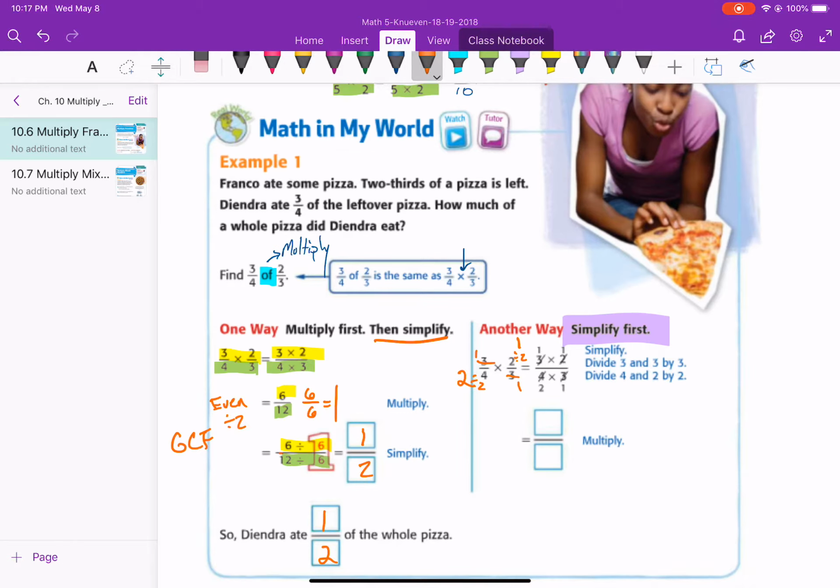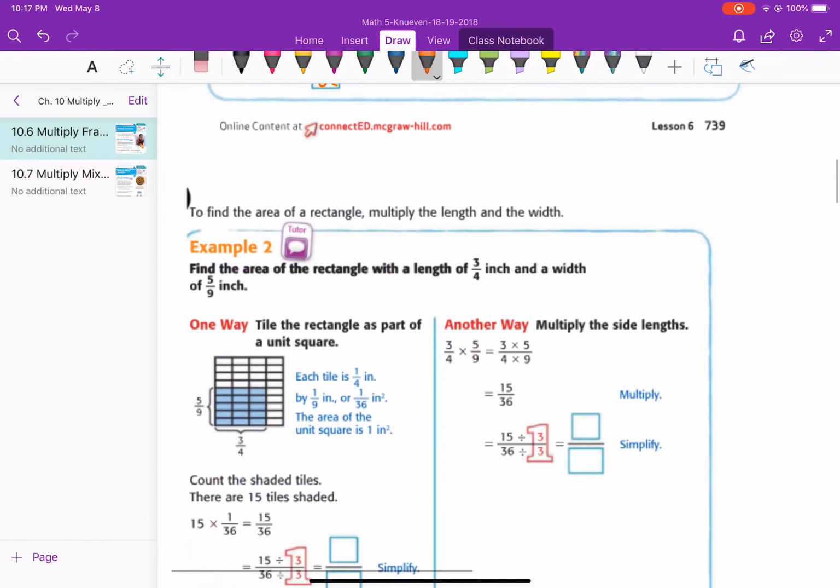So I'm left with 1 times 1, I get 1, and then I have 2 times 1, and I get 2. In the end, I get the same answer, 1/2. It all depends on how you see the problem. Let's do another example here.